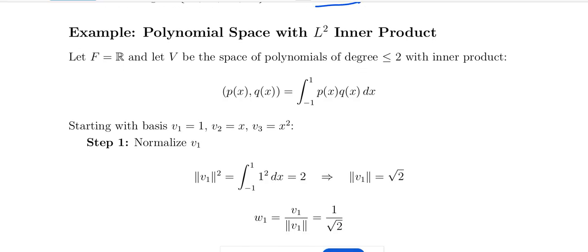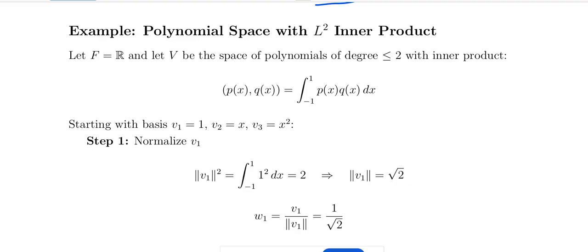An example in polynomial space with the L2 inner product. The field is the real numbers. Let V be the space of polynomials of degree less than or equal to 2 with the inner product of p of x comma q of x equal to the integral from minus 1 to 1 of p of x into q of x dx. This is the definition of the inner product. Starting with the basis v1 equal to 1, v2 equal to x, v3 equal to x square. This is the basis 1, x, x square.